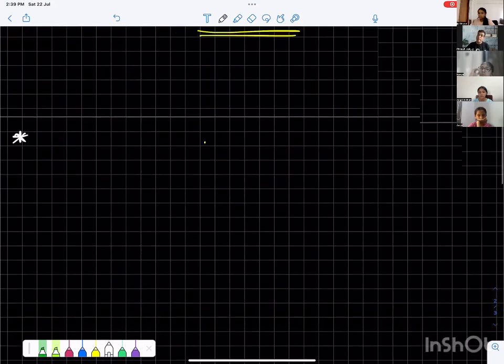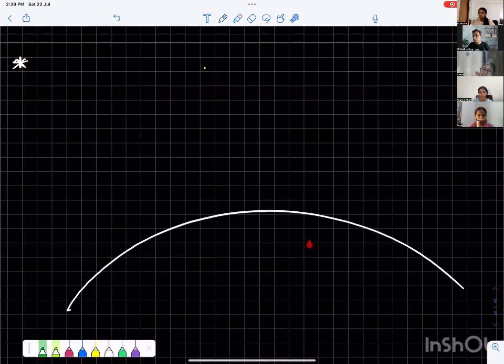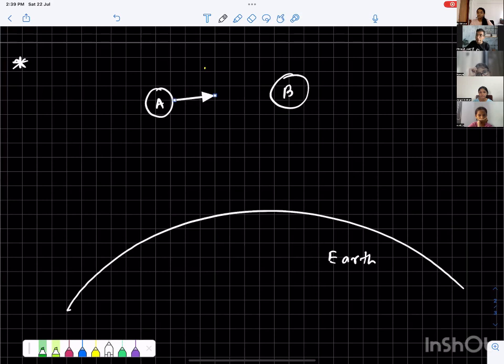Now look at this very, very important example, guys. Let's say this is the surface of the Earth, and out here we have an object A. There is another object here, B. Between A and B, what have we learned? There is a force of attraction. So there is a force of attraction exerted by A on B and by B on A. Which force will be greater, A on B or B on A?